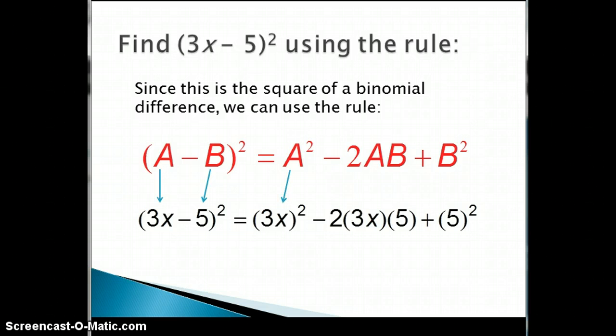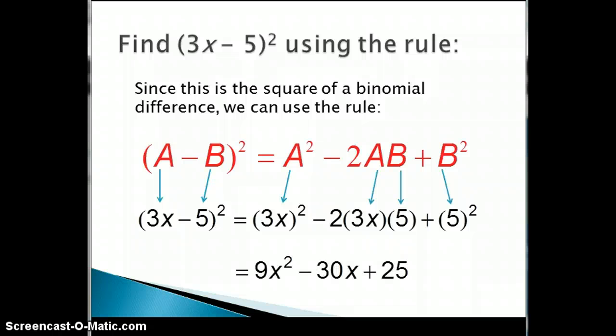So we need to square the 3x first, then we have minus 2 times the 3x again, times the 5, plus the b squared, which would be 5 squared. So that's just replacing all the a's with 3x and all the b's with 5 in our formula.